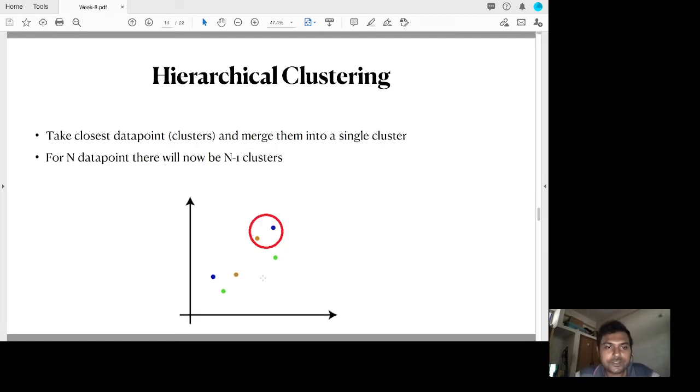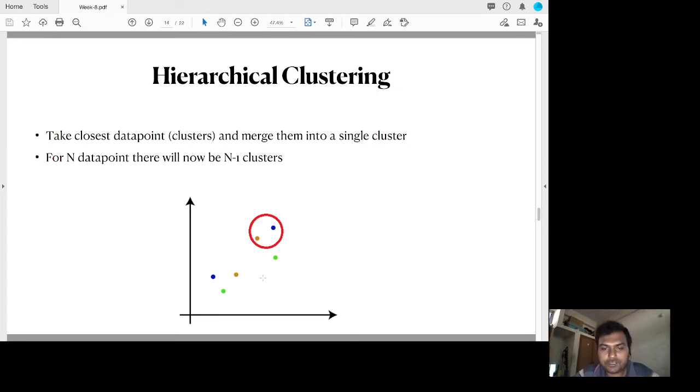Now we'll take the closest data points. We'll compute the distances between all the data points with one another. There can be different metrics for distance, like Manhattan distance, a similarity function that you could compute, or a simple Euclidean distance. Take a distance of your choice, and find the distance between all the points with one another. You compute all pairwise distances, take the smallest distance between any two points, and merge them into a single cluster.